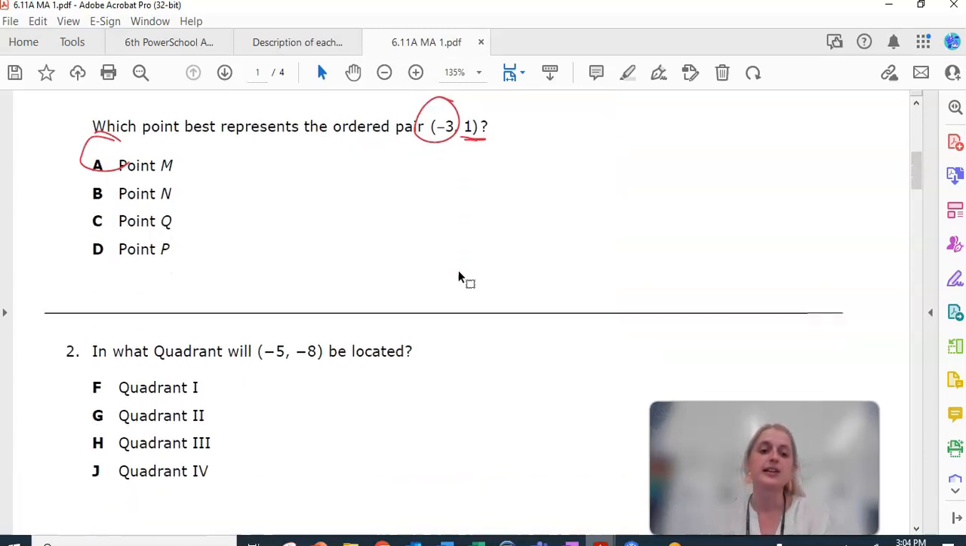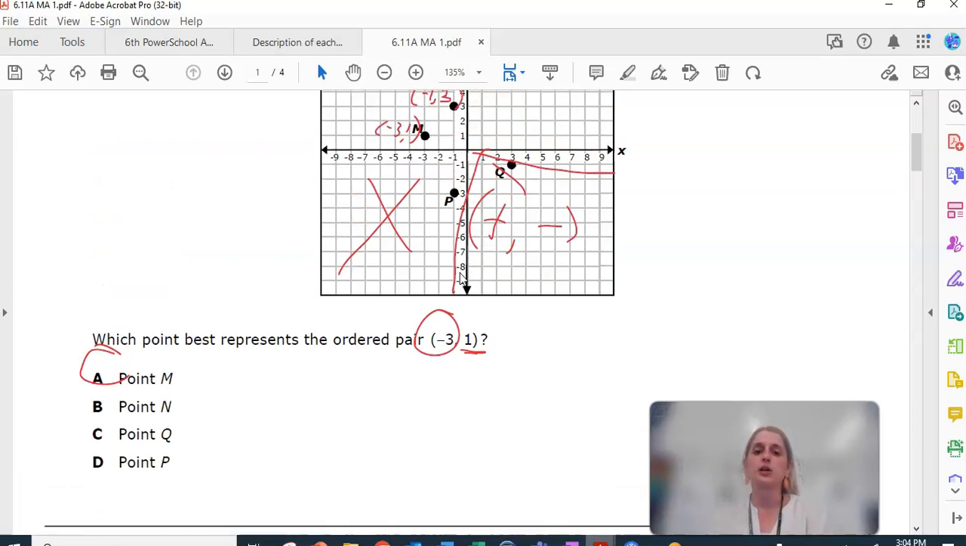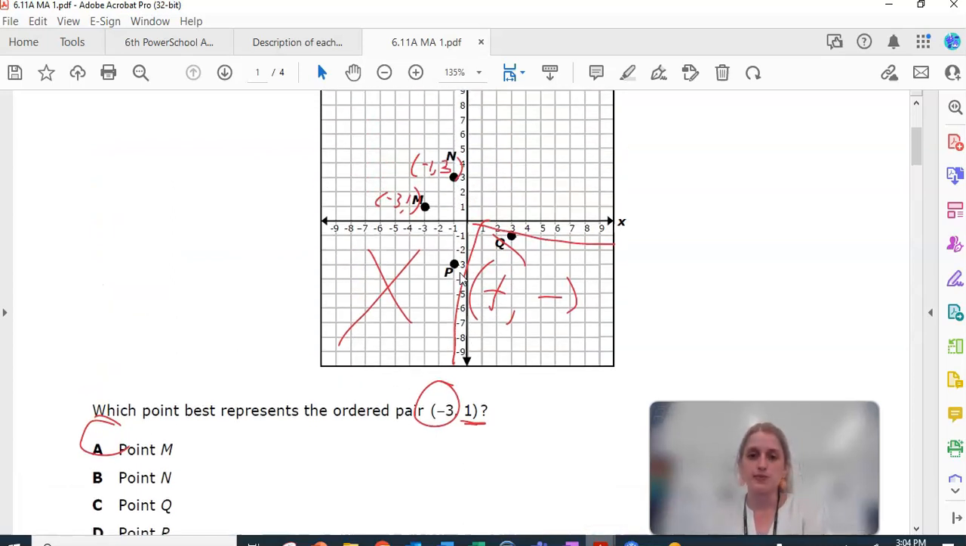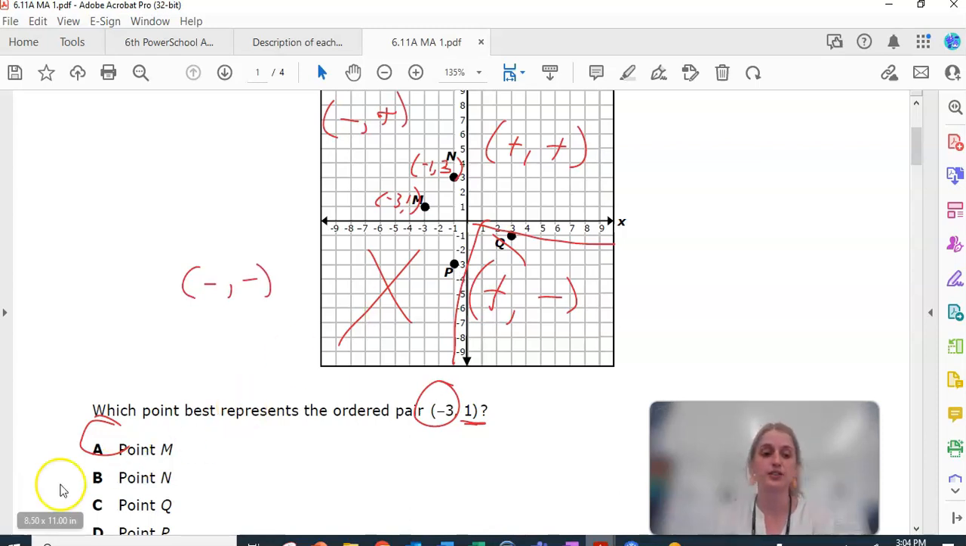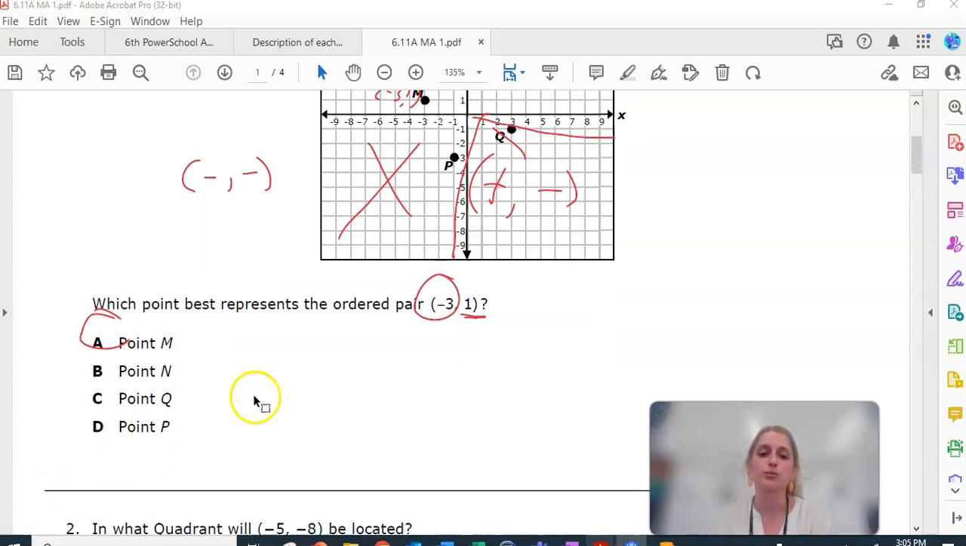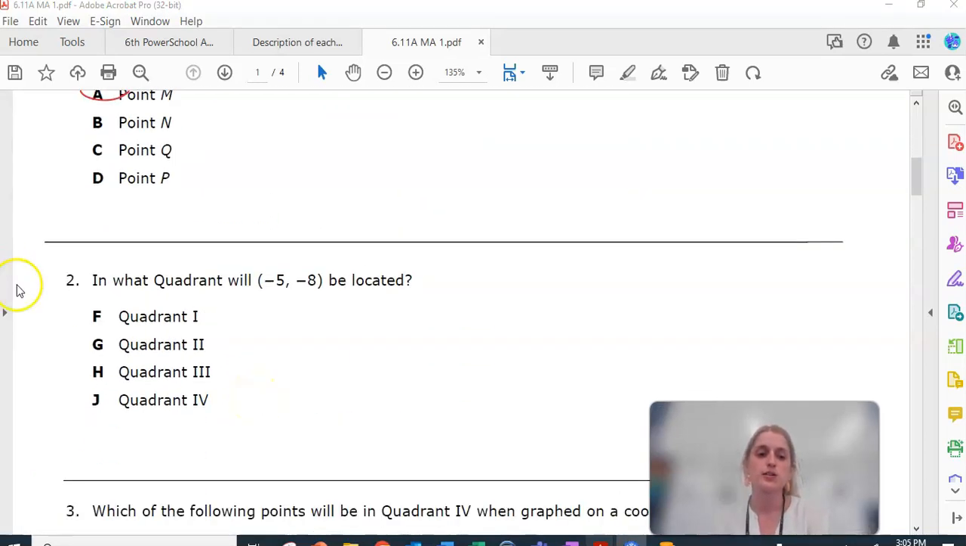Okay. Next up, which quadrant will negative 5, negative 8 be located in? Again, you can graph it, or you can say, wait a minute, we just talked about these rules. Quadrant 1 is positive, positive. Quadrant 2 is negative, positive. Quadrant 3, my favorite one that looks like a sleepy owl, is negative, negative. So the negative negatives, that's where we're at in quadrant three. So this is going to be in quadrant three.